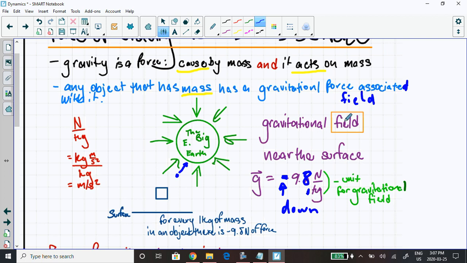Now, field is an idea that scientists like to use when the influence of an object extends beyond its physical limits. So even though the Earth ends here, its influence is a way out here.